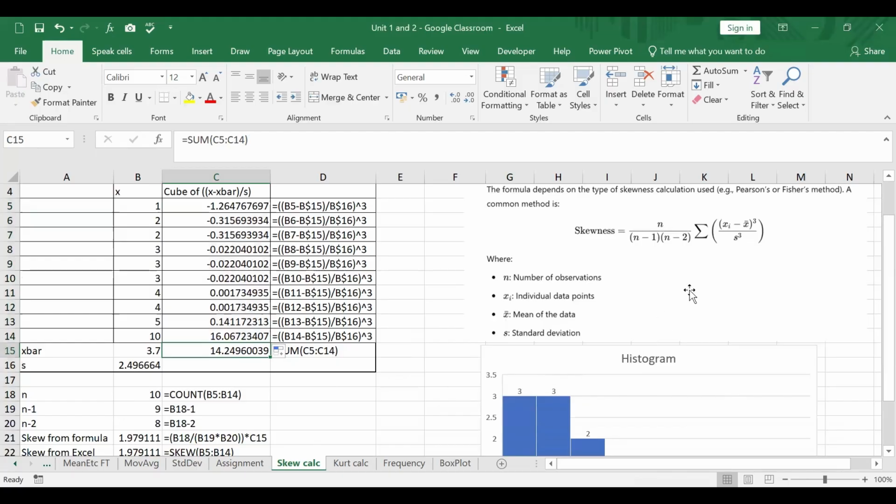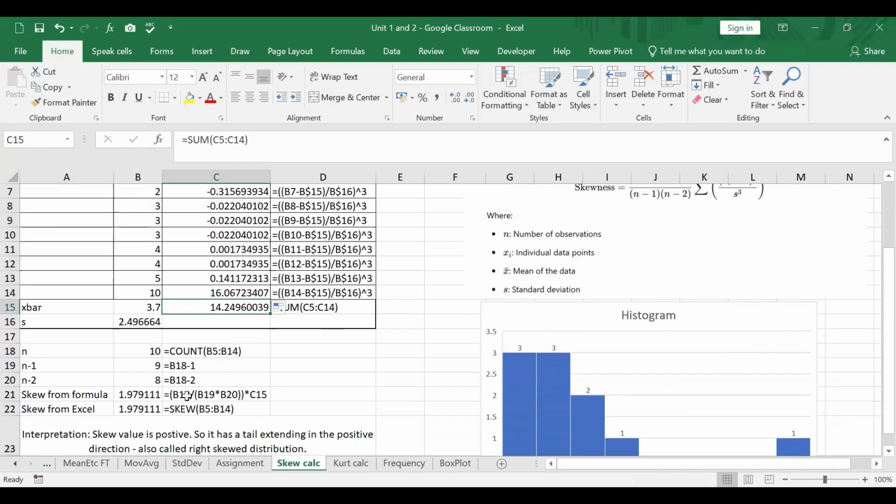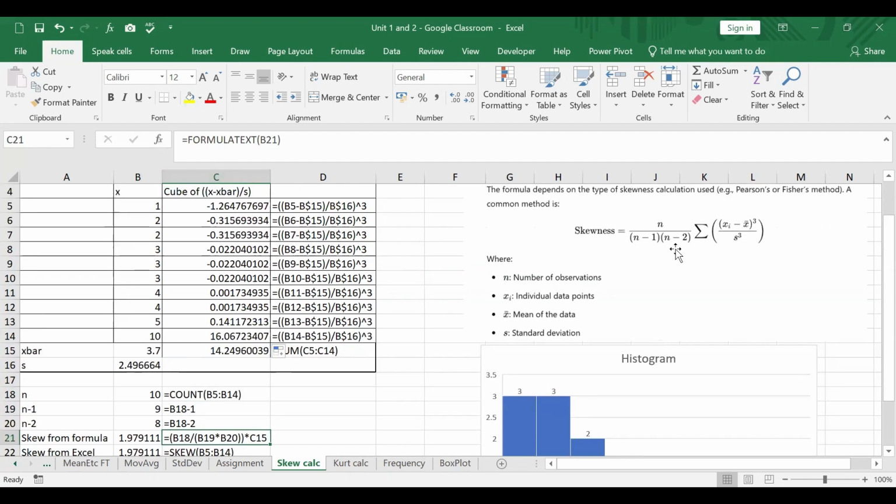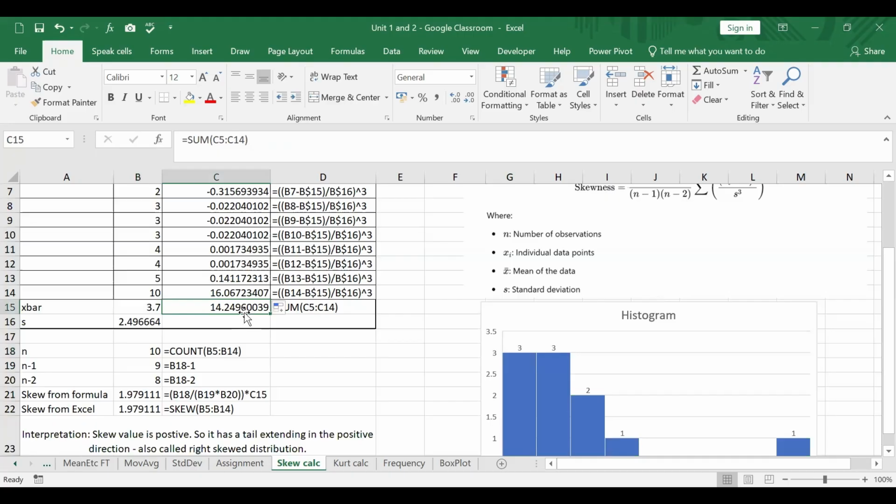Now we can substitute n into n minus 1 and n minus 2. The formula is here. N, that is B18, divided by n minus 1 into n minus 2. N minus 1 is 9, so basically it becomes 10 divided by 9 into 8. That has to be inside a bracket because the whole thing is one thing. Then this answer has to be multiplied by this summation, which is C15, and you'll get the value 1.979111. That is by manual calculations.